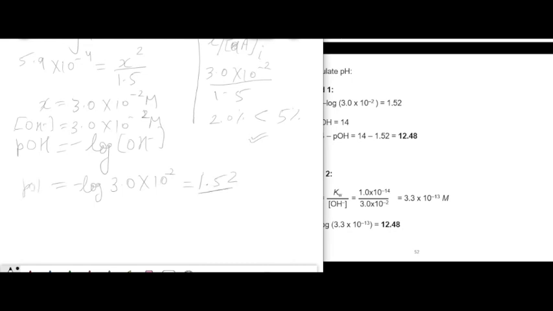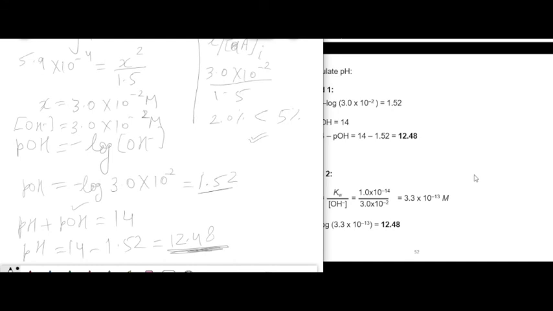Do not leave your question right here. That is not your final answer. That is pOH. The question is asking for pH. We know that pH plus pOH equals 14. So I'm solving for pH. I know the pOH. pH is going to be 14 minus pOH, which is 1.52. So that comes out to 12.48. This is your final answer, right?